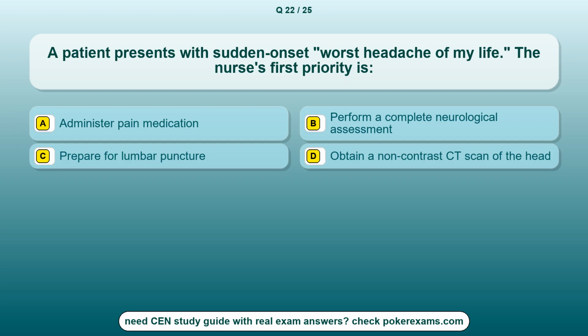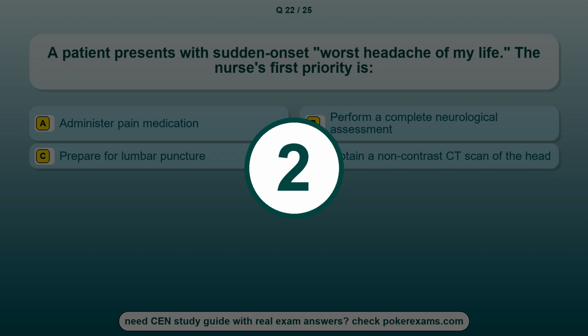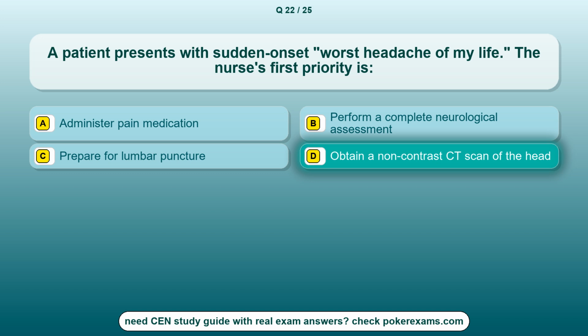Question 22. A patient presents with sudden onset worst headache of my life. The nurse's first priority is: Option A, administer pain medication. Option B, perform a complete neurological assessment. Option C, prepare for lumbar puncture. Option D, obtain a non-contrast CT scan of the head. The correct answer is option D, obtain a non-contrast CT scan of the head.